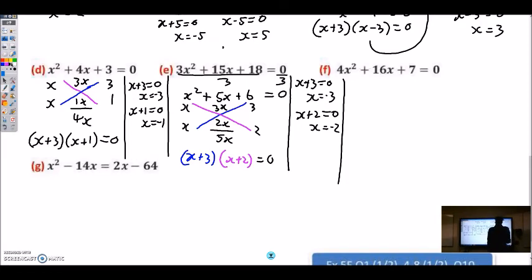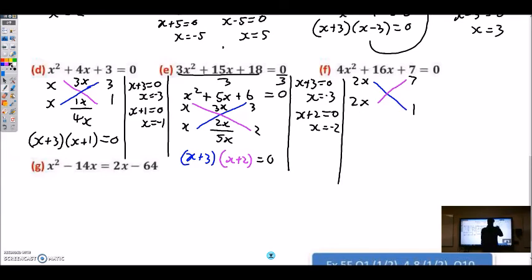Now we have 4x squared plus 16x plus 7. There is no highest common factor here. If we take the 4 out, we will end up with 7 over 4, which is not going to help us. So we're going to have to look for factors of 4x squared that when multiplied with the factors of 7 give us 16. So the factors of 7 are pretty straightforward. The factors of 7 being 7 and 1. Now the factors of 4x squared could be 4x and 1x, or they could be 2x and 2x.